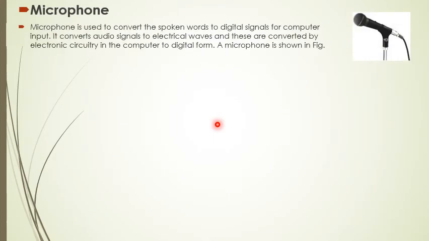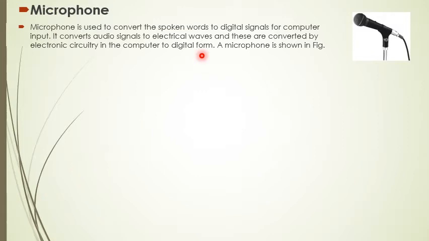Another input device is a microphone. A microphone is used to convert the spoken word to digital signals for computer input. It converts the audio signal to an electronic wave, and this is converted by electronic circuitry in the computer to digital form. The main purpose of a microphone is to input your voice or spoken words as a digital signal, which will be taken as an input.